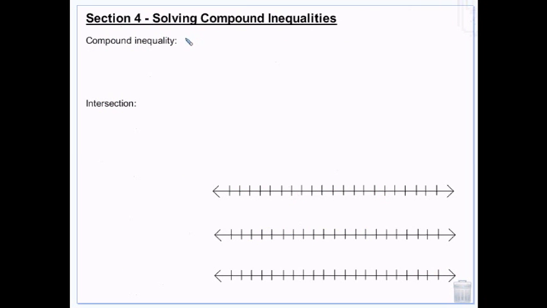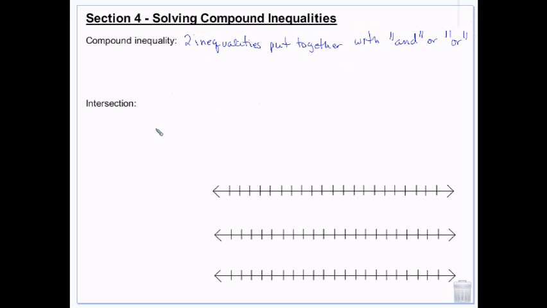Compound inequality. Okay, you remember what a compound sentence is? It's when you take two sentences and you put them together. That's what a compound inequality is. I take two inequalities and I put them together. With and or or, just like a sentence. Okay, we put them together and we make a compound inequality.